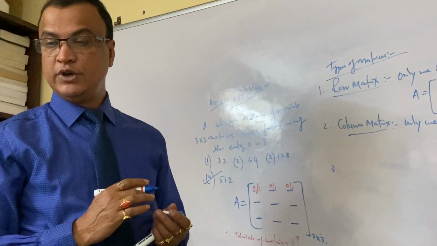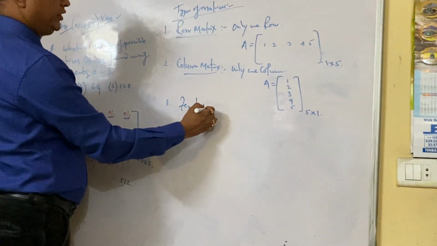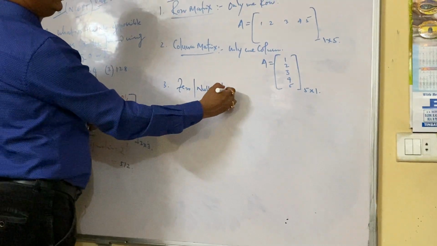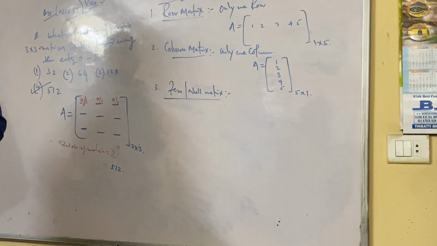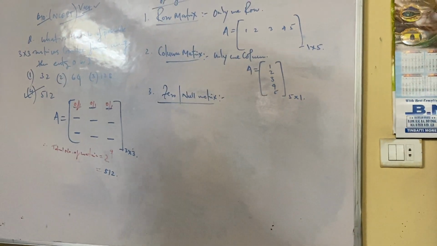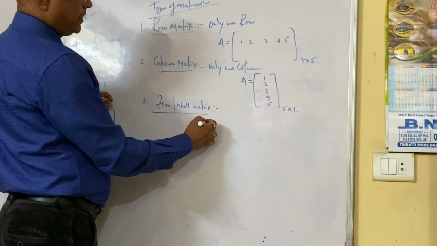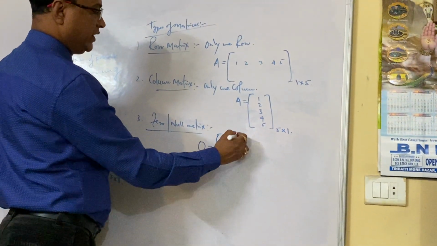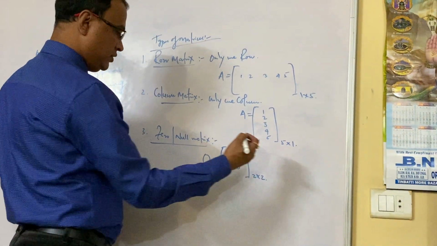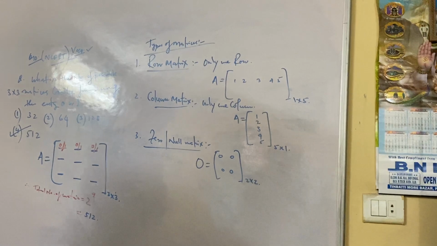Number 3, we have zero or null matrix. Zero or null matrix means where all the elements are 0, as the name indicates, or sometimes we call it empty matrix also, meaning nothing is there. So we can write all the elements as 0. This is a 2 by 2 example. You can write for any other example also. So this is a 2 by 2 example of zero matrix.